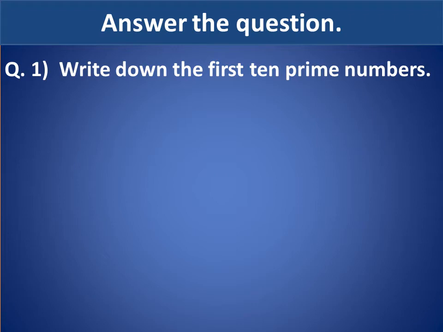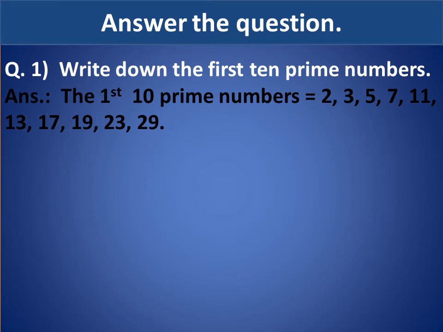A number that has exactly two factors, 1 and the number itself, is called a prime number. So the first 10 prime numbers are 2, 3, 5, 7, 11, 13, 17, 19, 23 and 29.